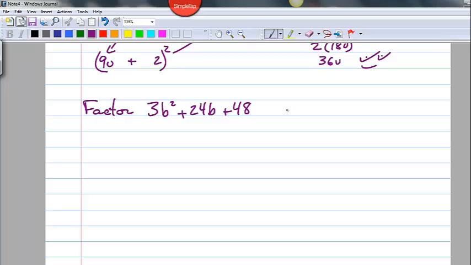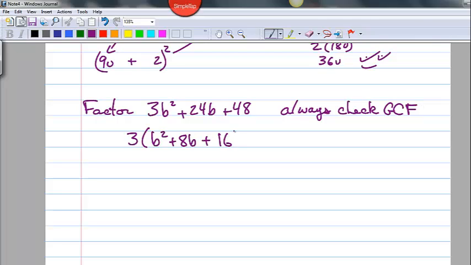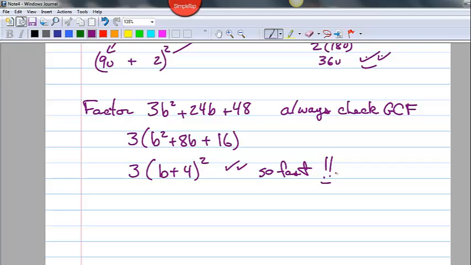It's impossible to have a perfect square trinomial where the perfect square at the end is negative. You can't multiply a number by itself and get negative 48 or negative 16. Okay? In this case, we pulled out the greatest common factor. b squared and 16 are perfect squares. Their square roots are b and 4. We check that b times 4 times 2 is 8b. Sure is. And there's our factors very quickly. 3 times b plus 4 squared.